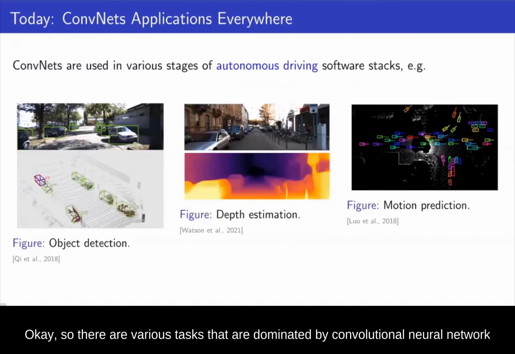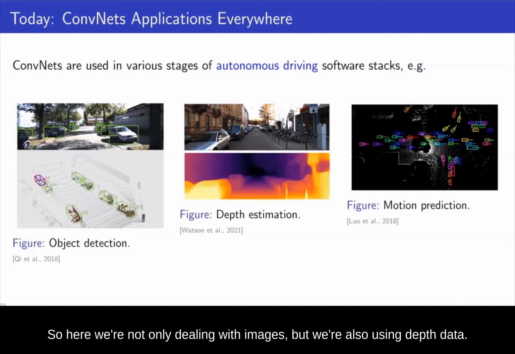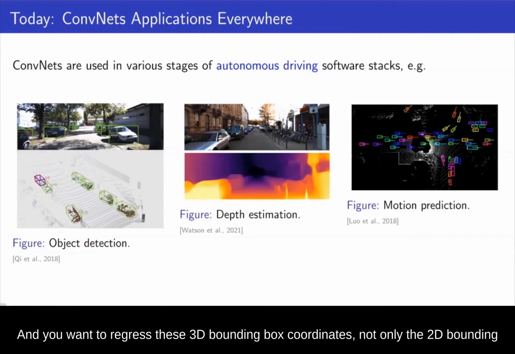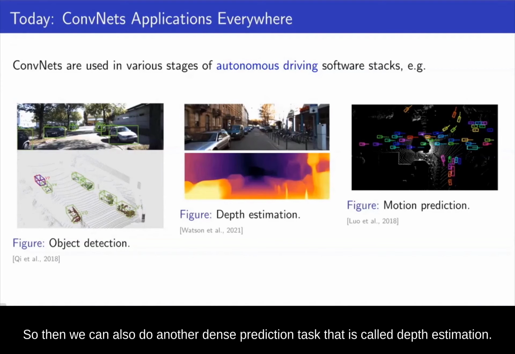Okay, so there are various tasks that are dominated by convolutional neural network approaches. Here are some examples from autonomous driving again. On the left, we see 3D object detection using RGBD data. Here we're not only dealing with images, but we're also using depth data. And you want to regress these 3D bounding box coordinates, not only the 2D bounding boxes as we saw in the previous slides.